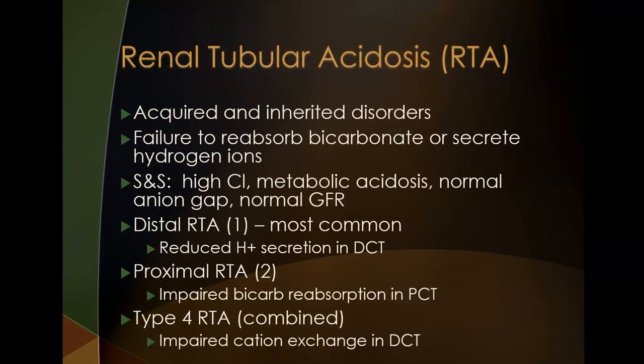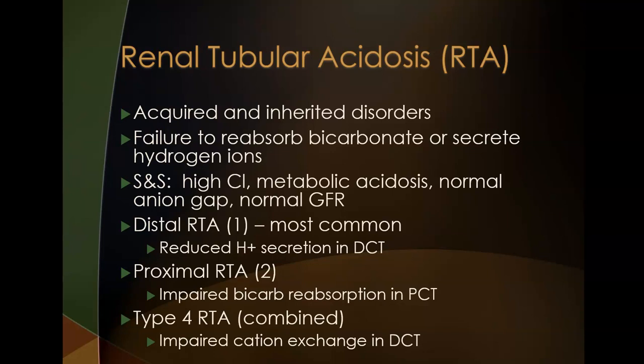All right, the next one is renal tubular acidosis. So it can be due to acquired and inherited disorders. Acquired would be exposure or damage and stuff like that to the kidneys; inherited is going to be more like genetics, right? So failure to reabsorb bicarb or secrete hydrogen ions is a hallmark of renal tubular acidosis. Your signs and symptoms are high chloride, metabolic acidosis, normal anion gap, and normal glomerular filtration rate.